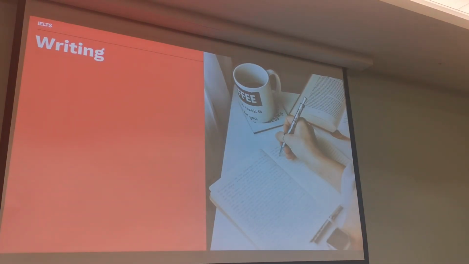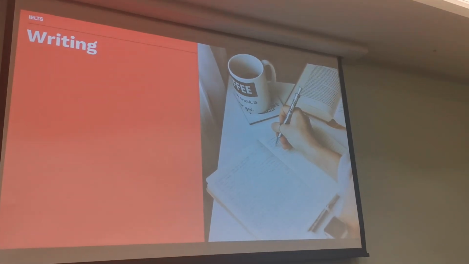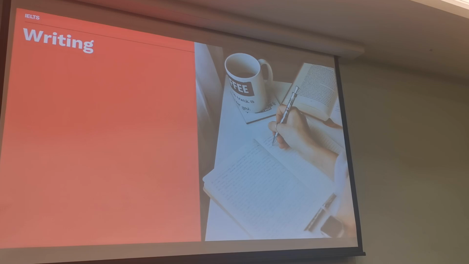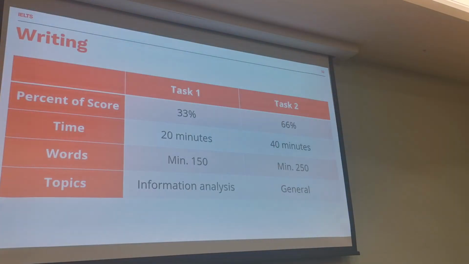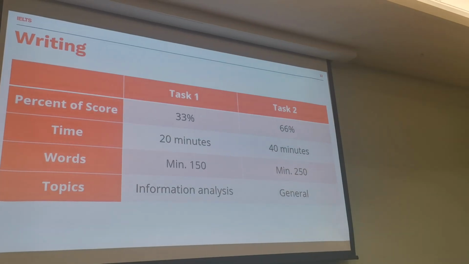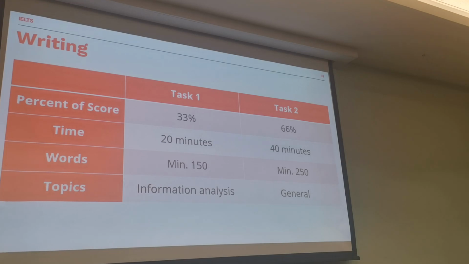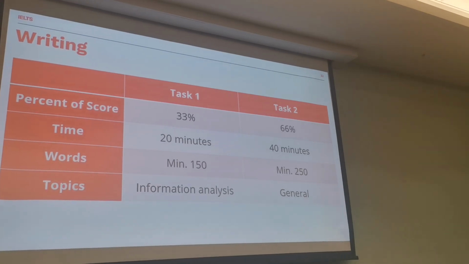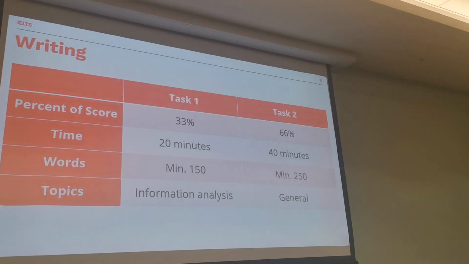Everybody's favourite, writing. Maybe not. The one people worry about, maybe writing and speaking. Spend a little bit more time on these. 2 tasks. Again, with the general English test, most people take the academic statistics on that, but this is talking about the academic test today.